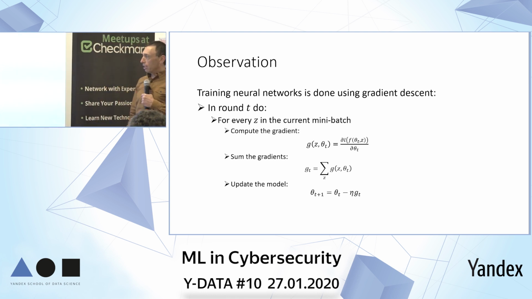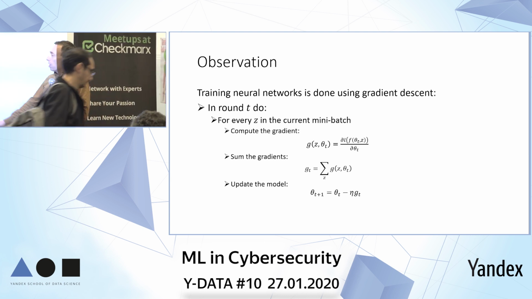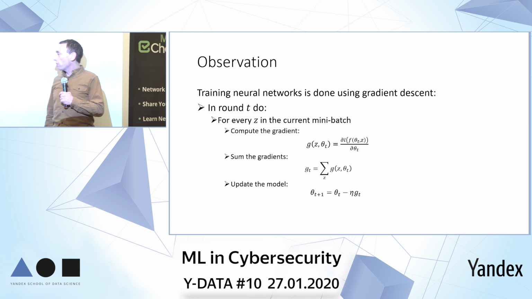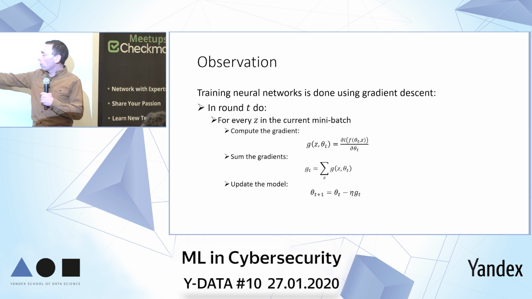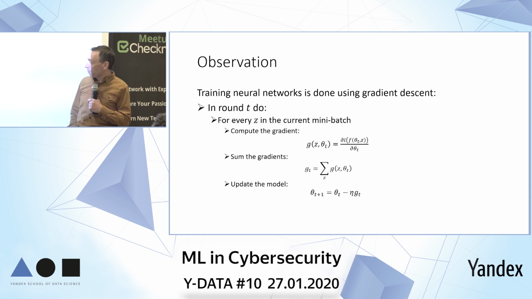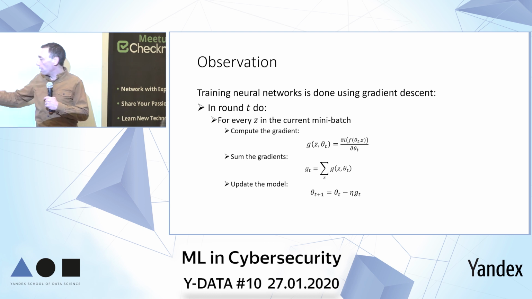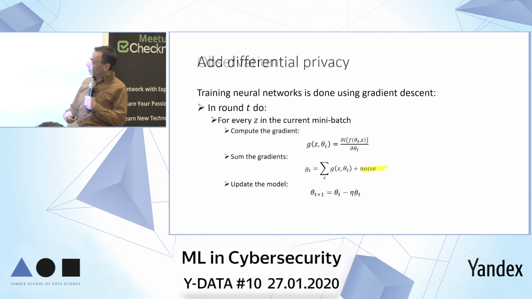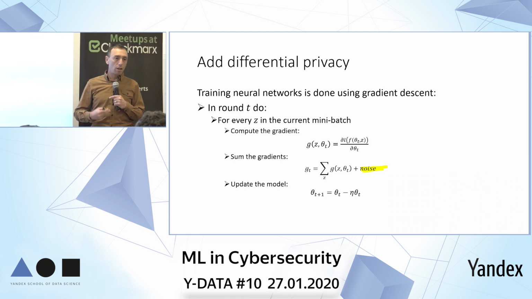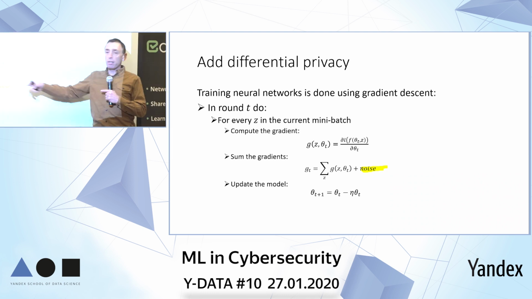in this setting. And what you do at every point in time, you have your set of parameters that you trained so far, and you want to compute the gradient of your loss function with respect to these parameters. And you compute it for every data point, and you sum them up, and then you do a gradient step. So first thing, in order to make it differentially private so that we can prevent this reverse engineering, what we do is when we compute the gradient, we add some noise.